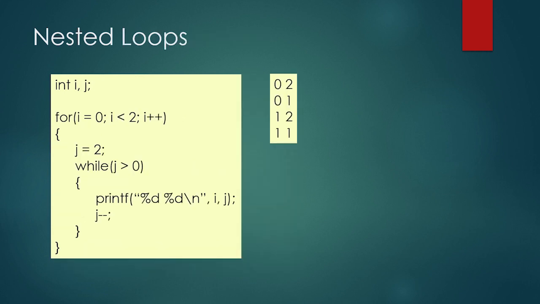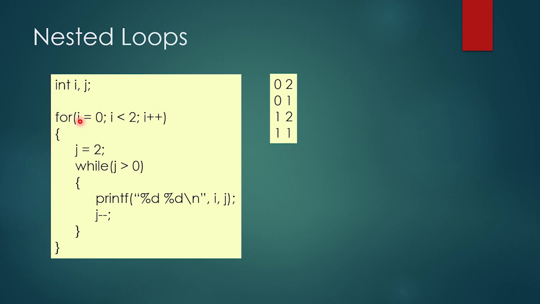I can also nest loops, one inside another. And here's an example. I've got a for loop. For i equals 0, i is less than 2, i plus plus. Inside, I set j equal to 2, and then while j is greater than 0, I print out the value of i and j, and I decrement j. So let's run through this.